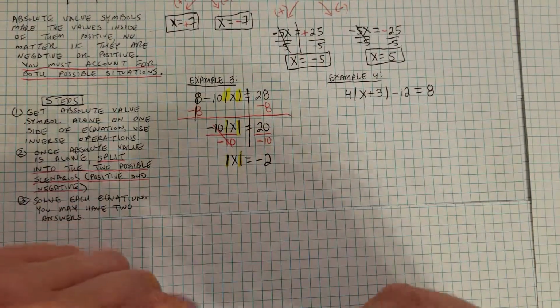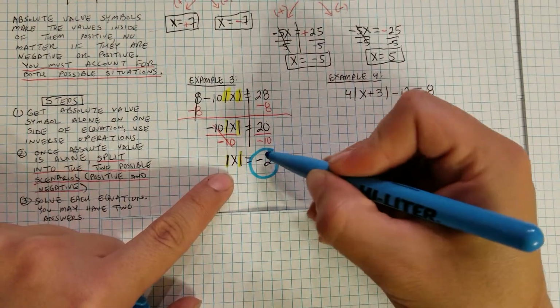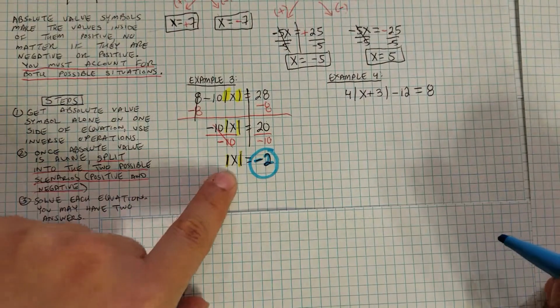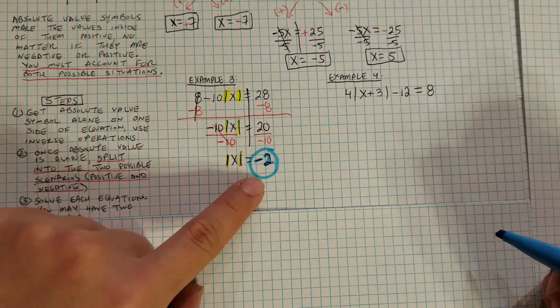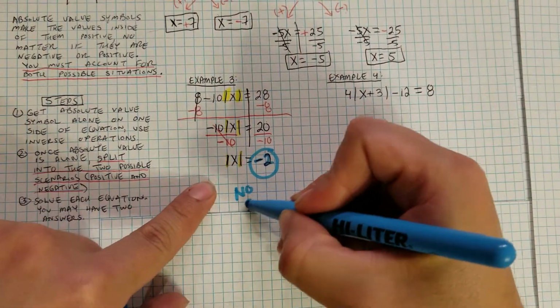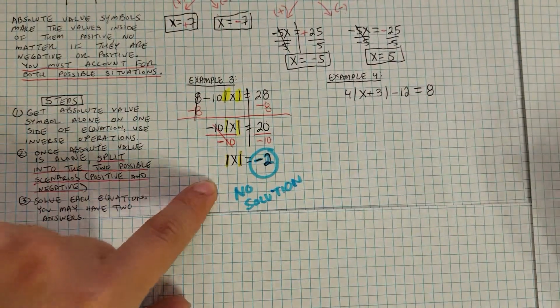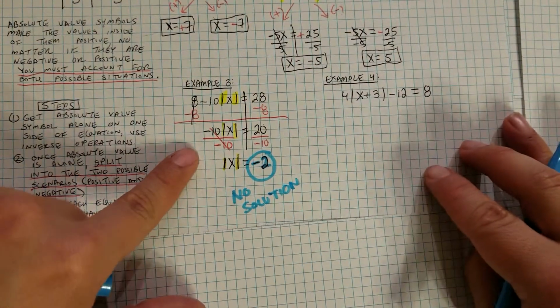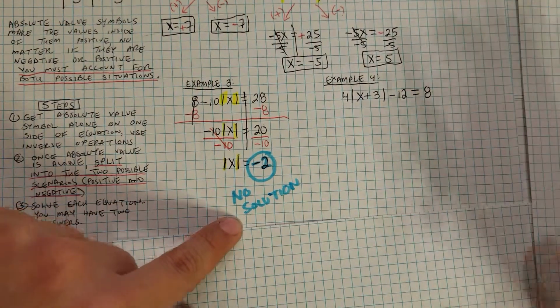So as I said in the beginning, when you take the absolute value of something, you're always going to get a positive number, but here we get a negative 2. How are you going to take the absolute value of something, which makes everything positive, and then get a negative? So this is actually an impossible situation, which means that there is no solution. So this is a special case. In case you ever get the absolute value of something equal to a negative number, that's not possible. You can just say it's no solution and move on to the next problem.